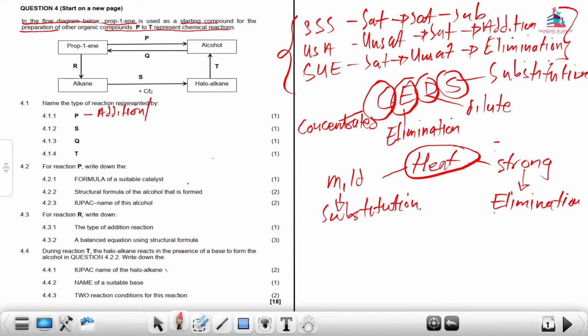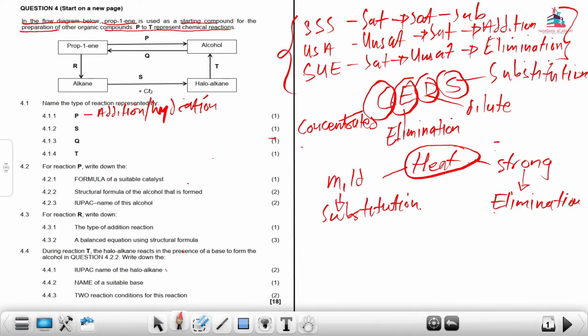If you don't want to say addition, you can further explain what type of addition. I think we'll also accept hydration. So you'll get a mark for that. Then you further move to name the type of reaction represented by S.